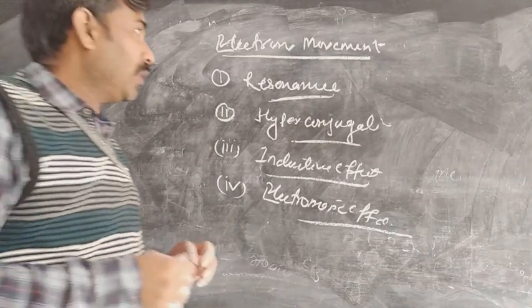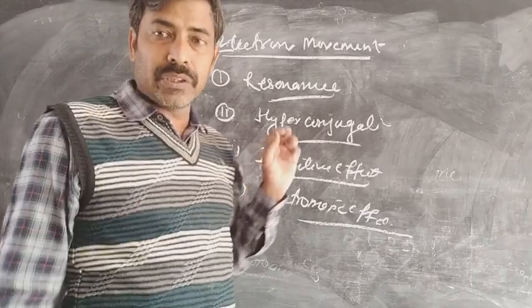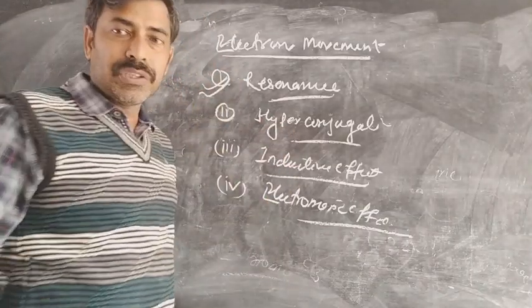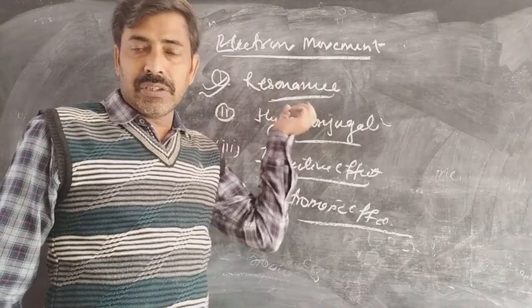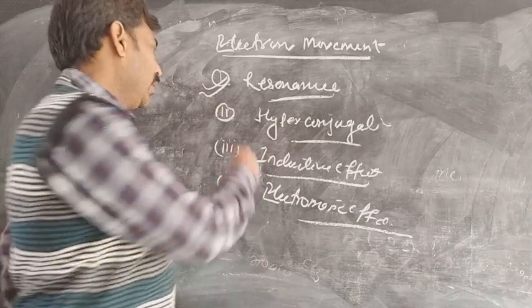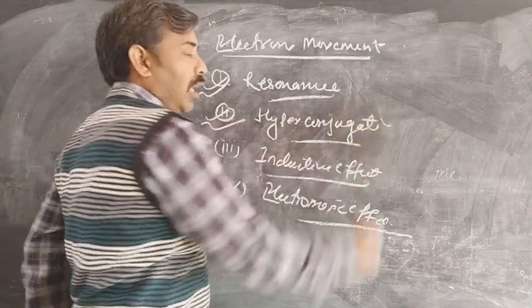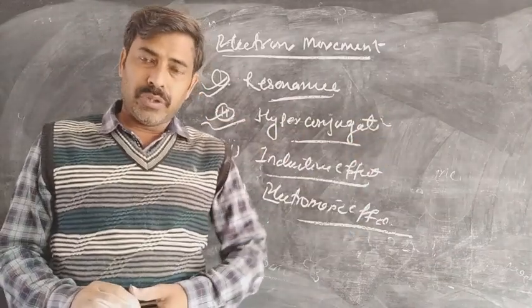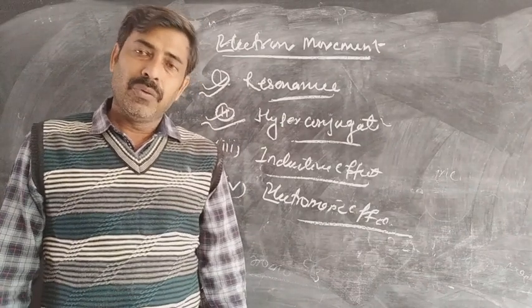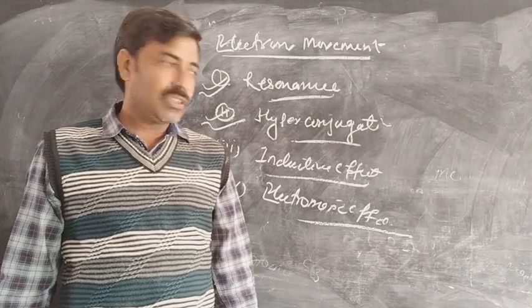So how many types of electron movements are we going to discuss here? The first type of electron movement is called resonance, where delocalization of pi electrons takes place for the stability of the system. The next one is hyperconjugation, which is also known as no bond resonance, and that is also a factor which stabilizes the compound, generally the carbocation.